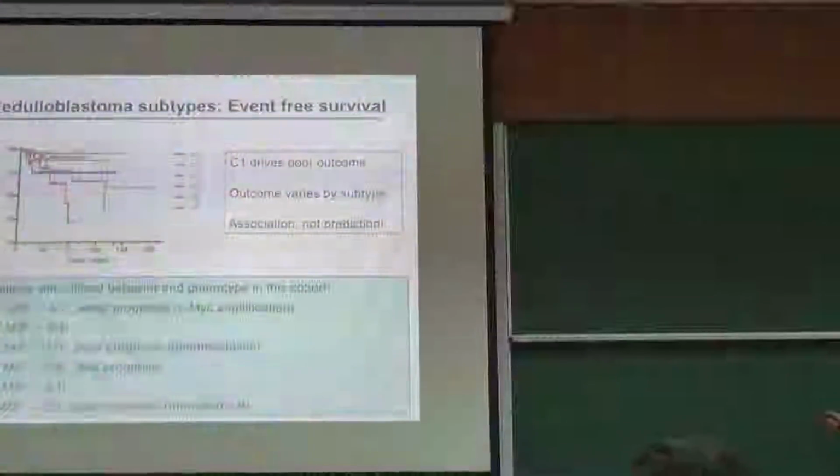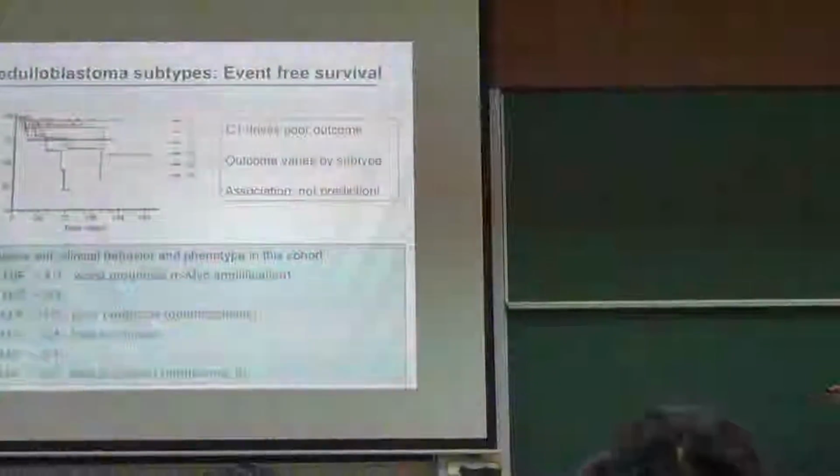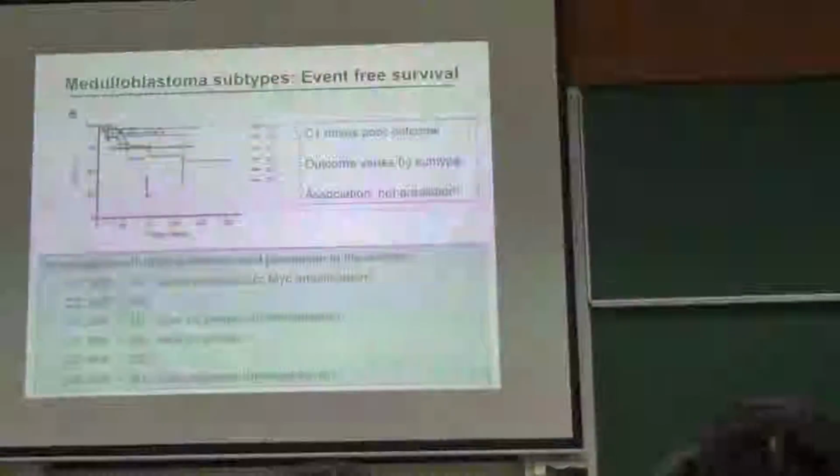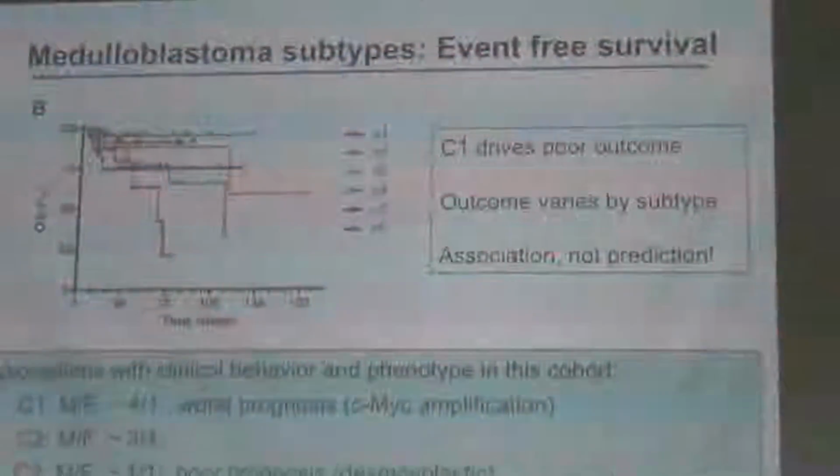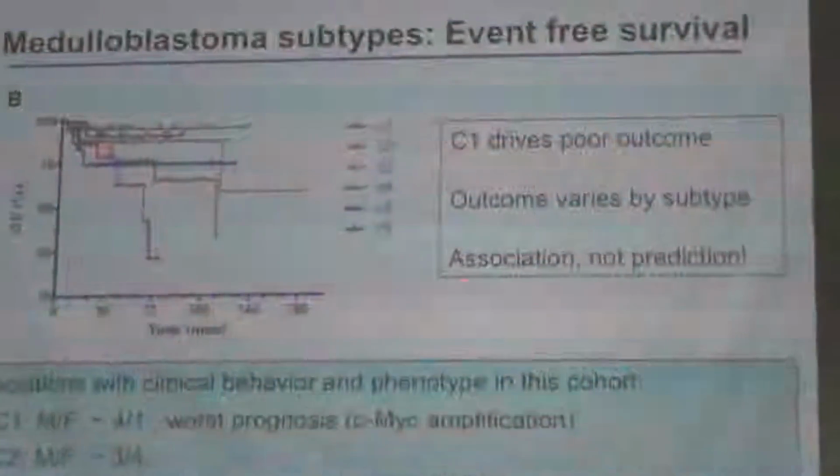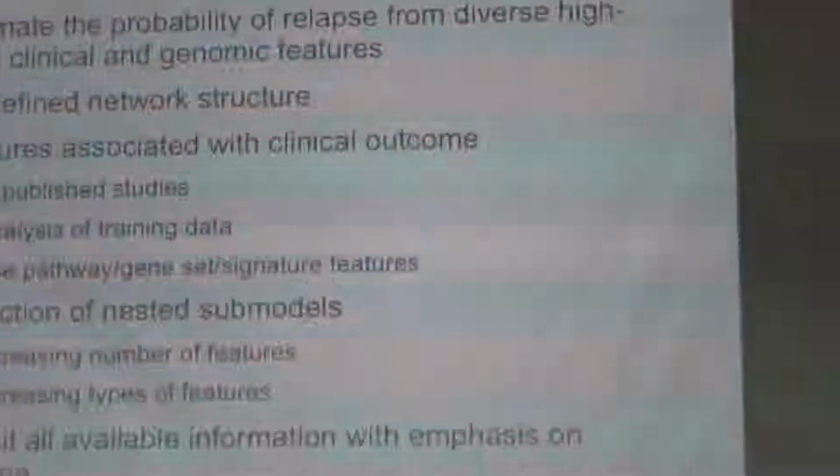This is just saying C1 drives C4 outcome. If you look at it as a single disease, the outcome varies by subtype, and this is association, not prediction.